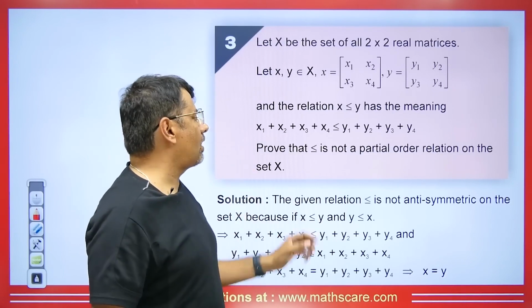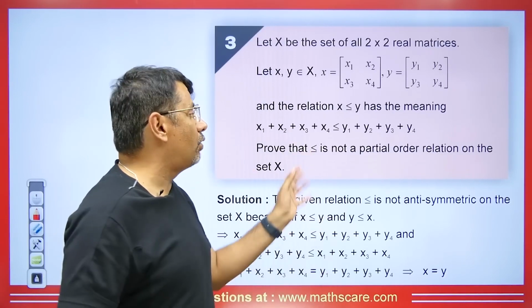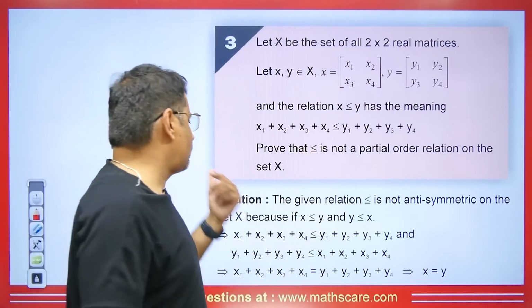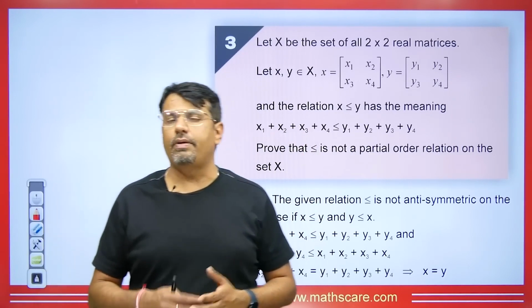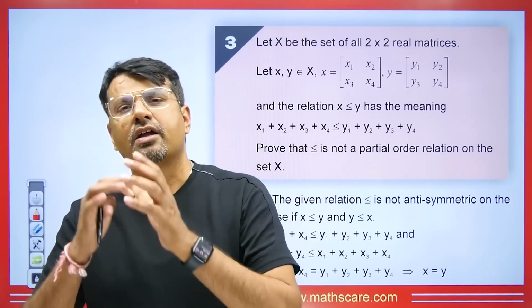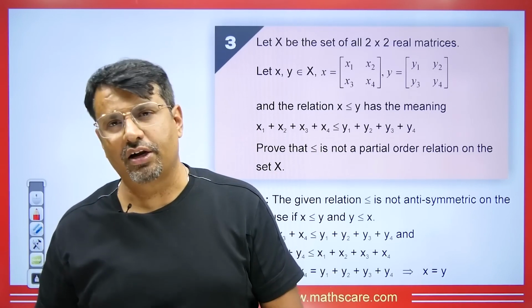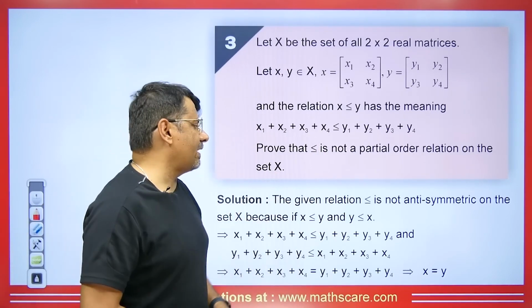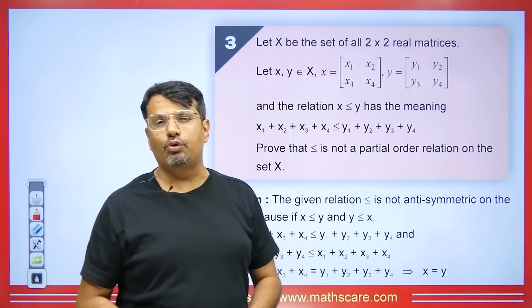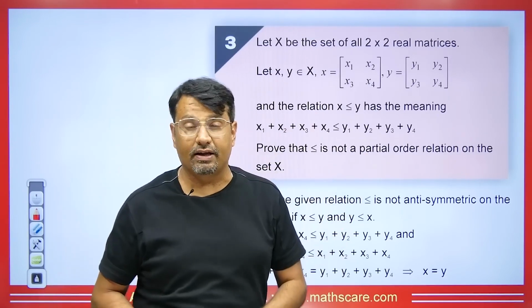Now you have to prove that this relation will not be a partial order relation. Let's see with the help of an example that this less than or equal to here is not antisymmetric, right? That if X is less than or equal to Y and Y is less than or equal to X, then we will be able to prove that X is not equal to Y.